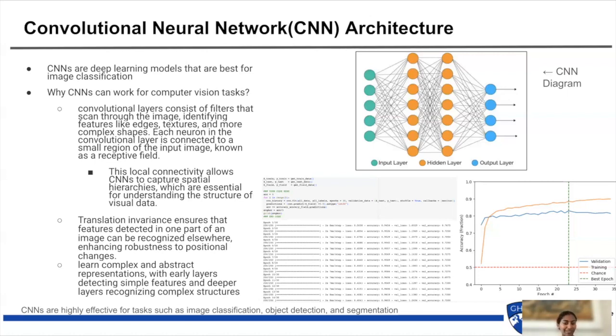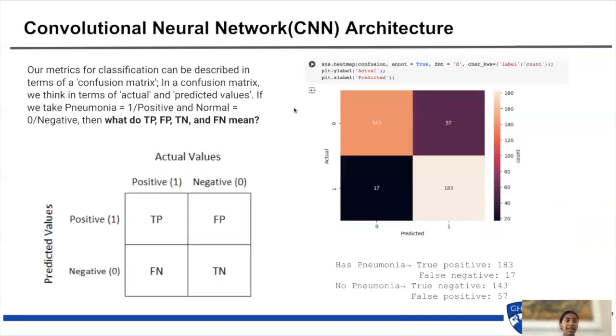And so more data, more training, more accurate. My model achieved around 78% accuracy, but with more data and more training, it would achieve more and more accuracy. CNNs are highly effective for these tasks, and our metrics for classification can be described in terms of a confusion matrix, or what we would get back.